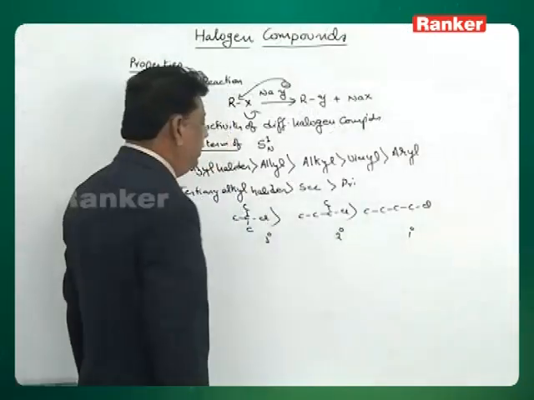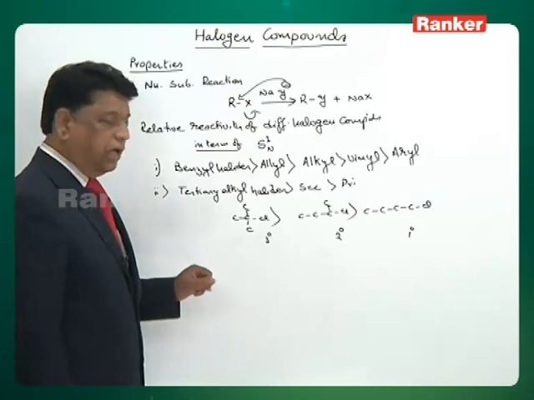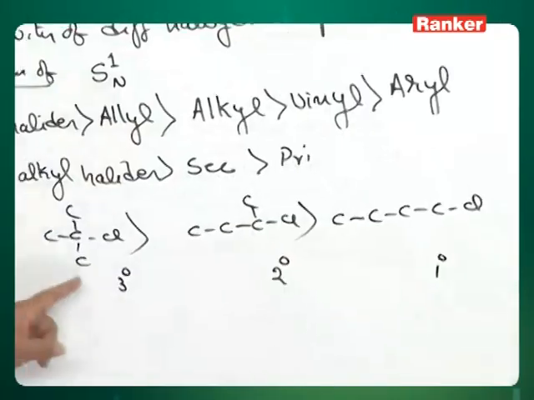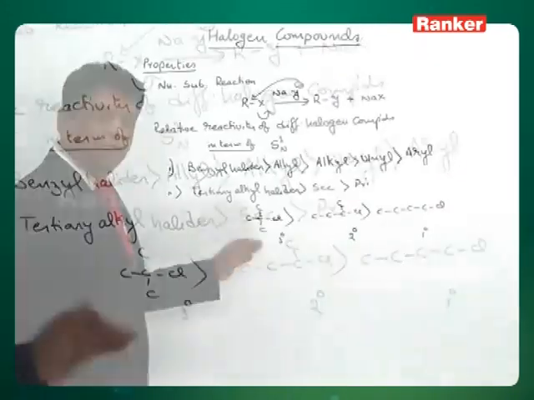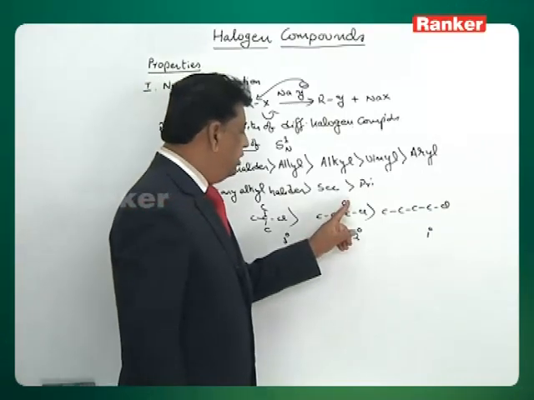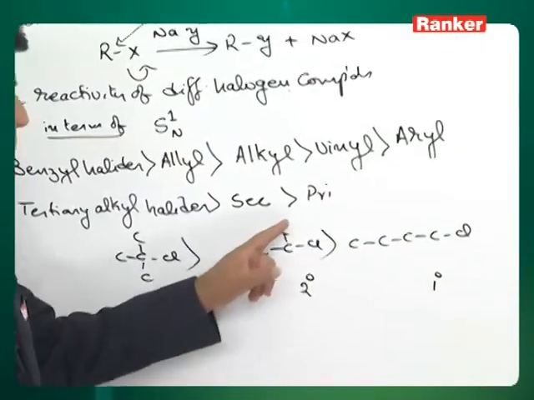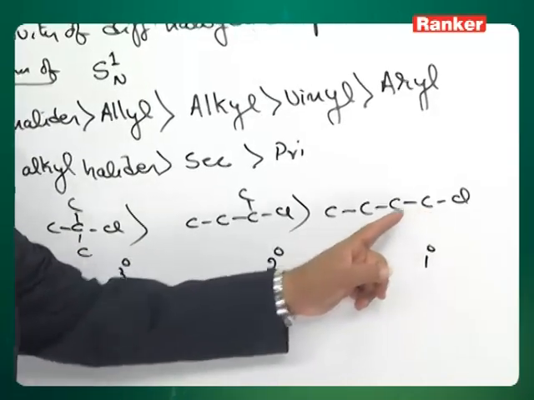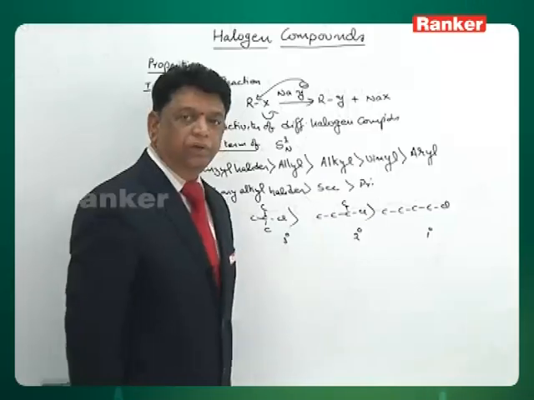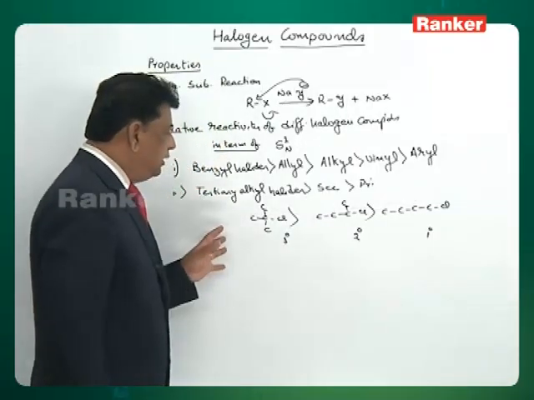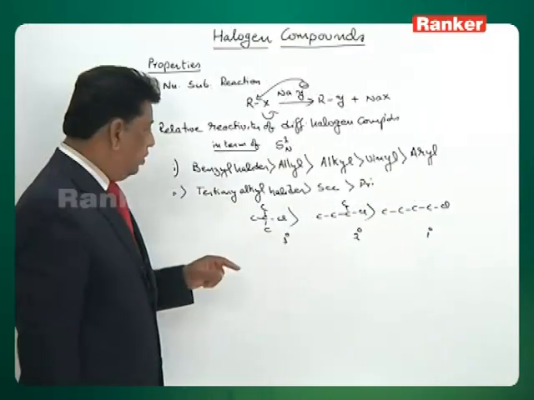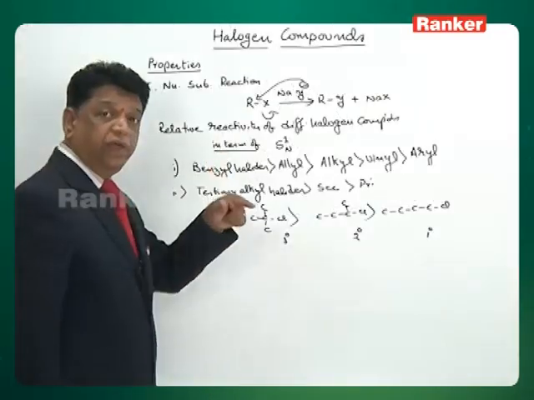Why is it so? The 3 degree gives a carbocation which has 3 inductive effects and 9 hyperconjugation stabilizations. Here, only 2 inductive effects and 3 plus 2, 5 hyperconjugations. Here, 1 inductive effect and 2 hyperconjugations. So as the stability of the carbocation is more, that is the order with reference to SN1.